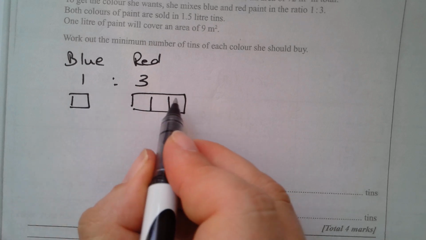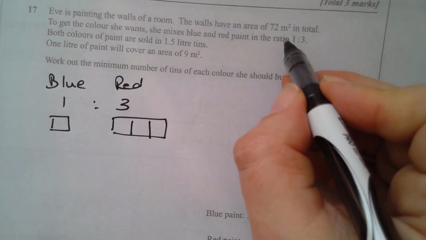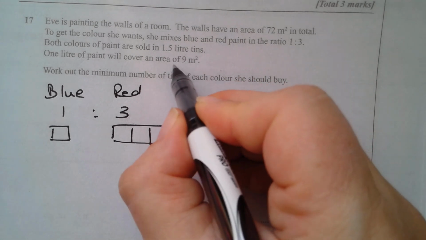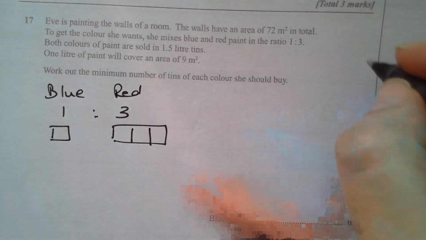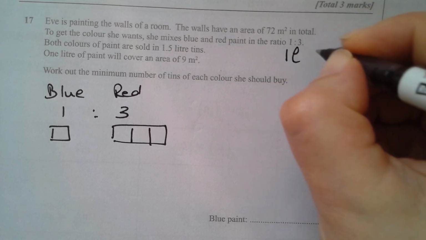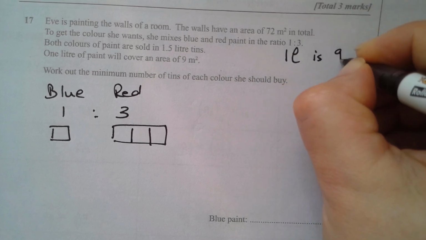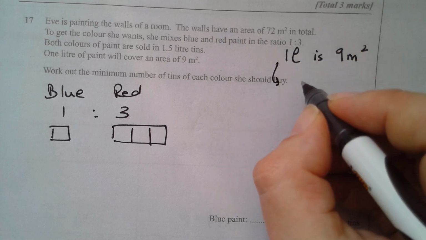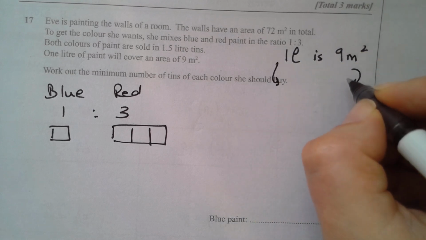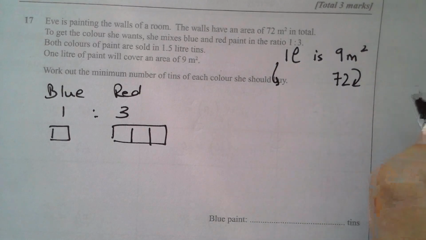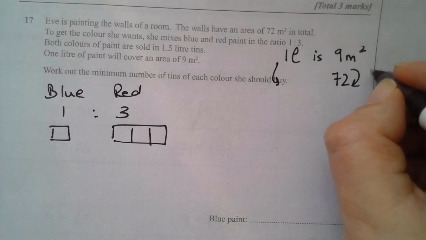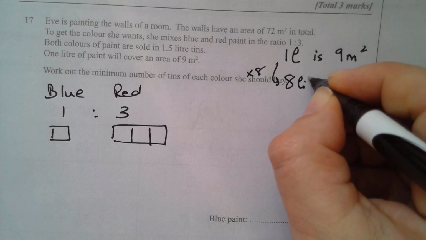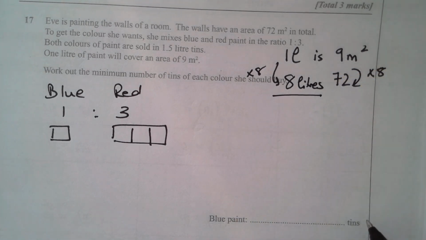I'll come back to those boxes in a minute when I know what to do with them. So I have 72 meters squared. I have 1 litre is 9 meters. So let's write that down. 1 litre is 9 meters squared of wall. So therefore I need to go 9 to 72. How many litres do I need altogether? Well, I multiply that by 8. So if I multiply this, I get to 8 litres. So I need 8 litres.